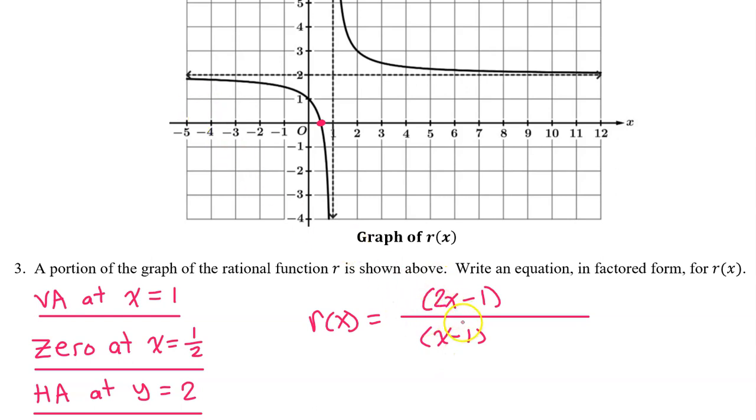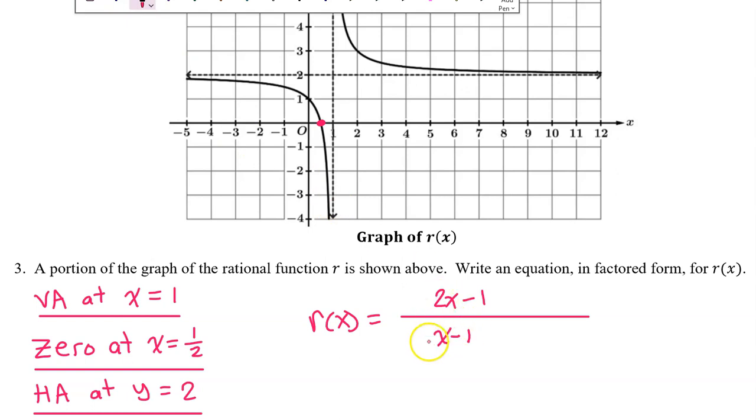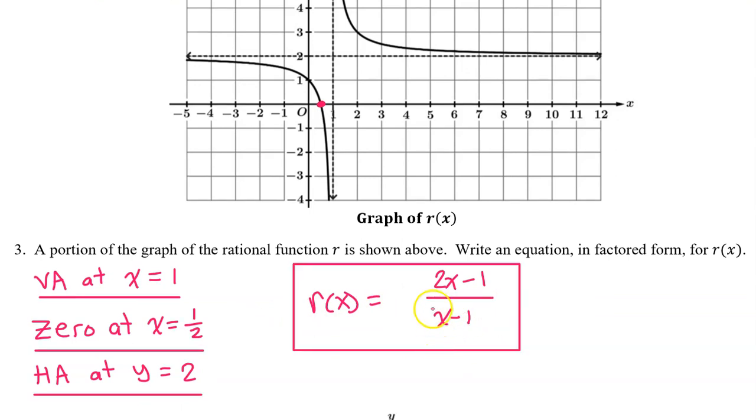Based on what we have so far, the degree is already the same. And it looks like we're not going to need these parentheses because nothing else is coming. So as is, the degrees are the same, and the leading coefficients are 2 over 1, which would give us a horizontal asymptote at y equals 2. So I feel like this does it. This is the answer.